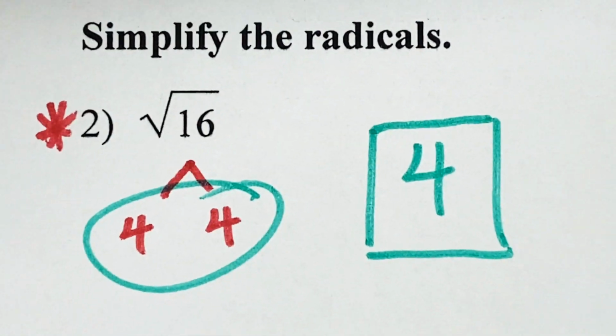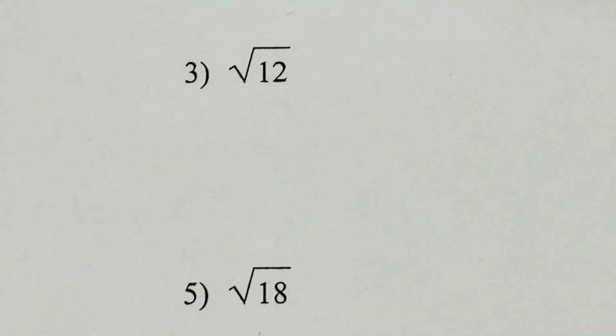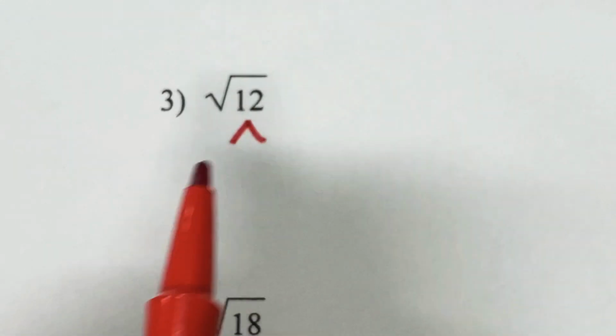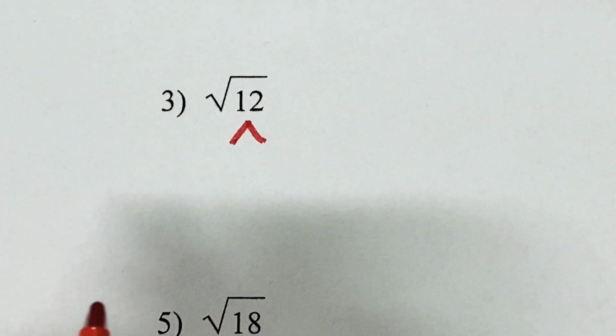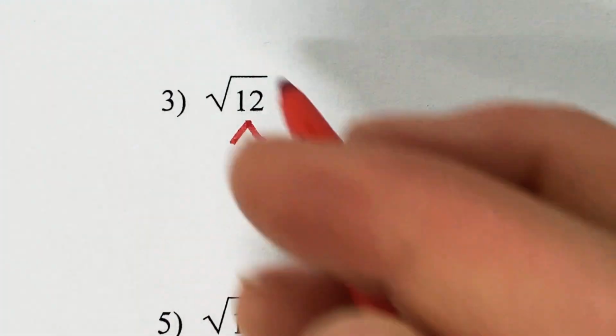I'm going to zoom out just a little bit. It's a little close. Let's look at number 3. We have the square root of 12. 12 is not a perfect square, so we are going to have to start breaking it down. How do we want to divide 12? It doesn't matter how you divide it, we're still going to get the same pairs that get to come out. I can see that 12 is an even number, so I'm going to divide it by 2.